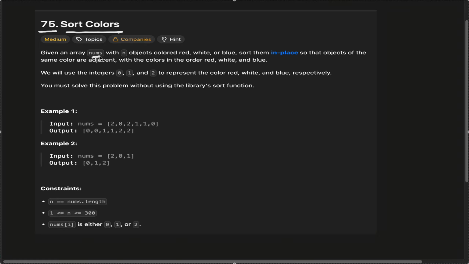Given an array nums with an object colored red, white or blue, sort them in place so that objects of the same color are adjacent with the colors in the order red, white, blue. So there are three colored objects given and we have to sort them, right? We will use the integer 0, 1, 2 to represent color red, white and blue. So red is represented as 0, white is represented as 1, blue is represented as 2.